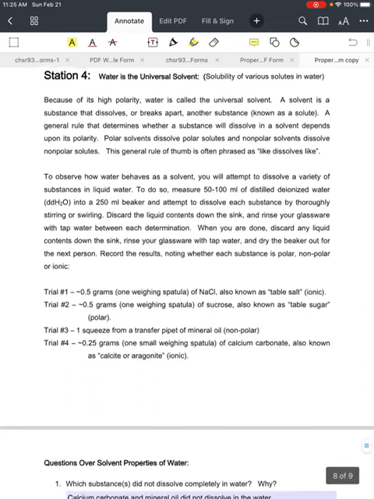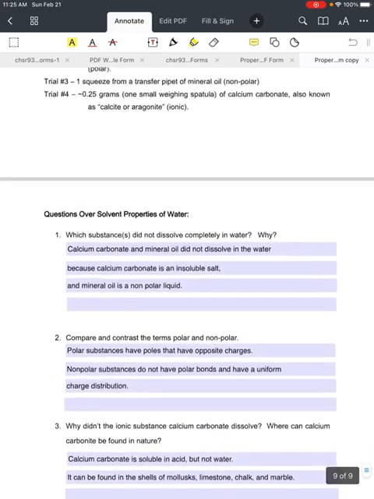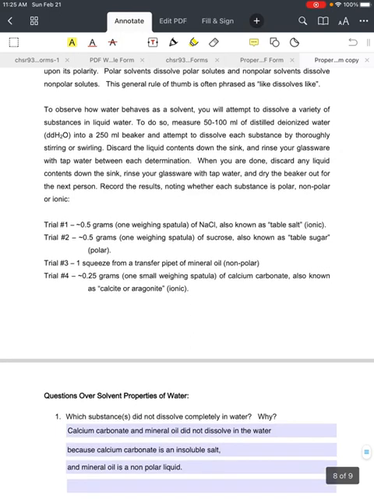And finally, we explored the solvent properties of water, and we tested 4 substances: table salt or sodium chloride, an ionic substance; table sugar, which is a very polar substance, but is not charged. It's just polar, so it has unequal charge distribution in its bonds. We used a very nonpolar substance called mineral oil, and we also used an ionic salt, calcium carbonate.